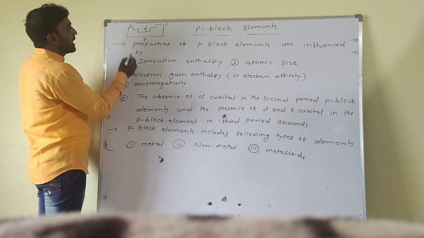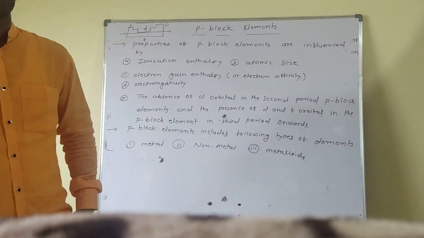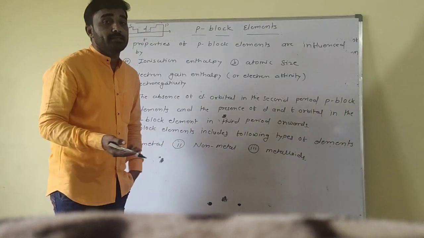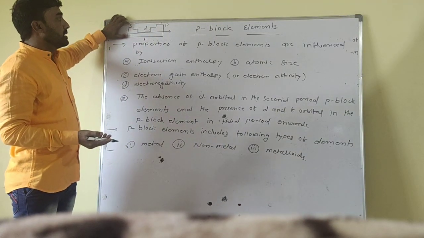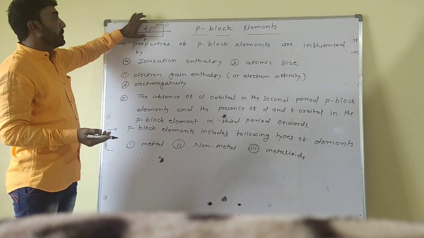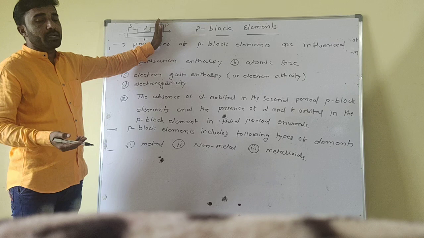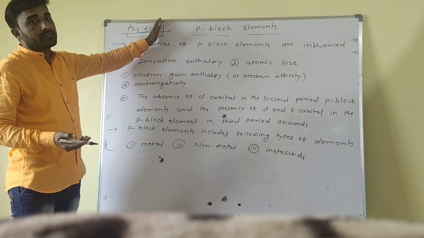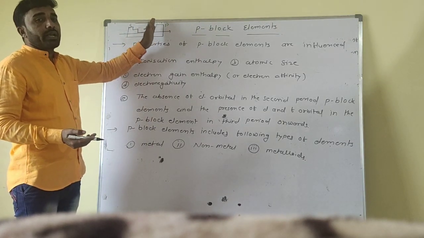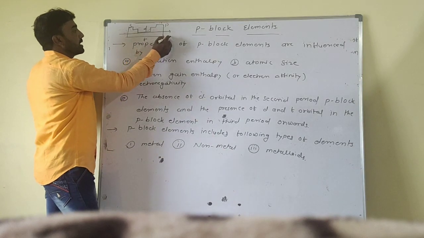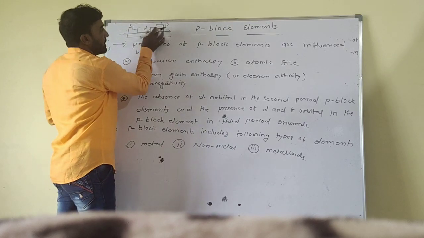Electronegativity from left to right increases, and electropositive character decreases. So these are the S block elements. S block elements are more electropositive and P block elements are more electronegative. Electropositive character decreases from left to right and electronegativity increases from left to right. In reverse, from right to left, electronegativity decreases and electropositive character increases. So these are the S block and P block elements.